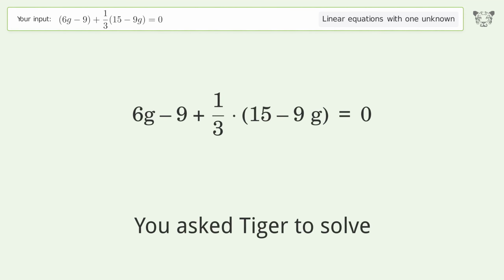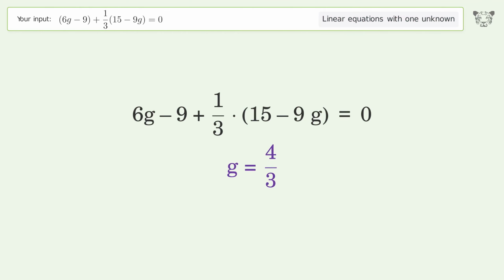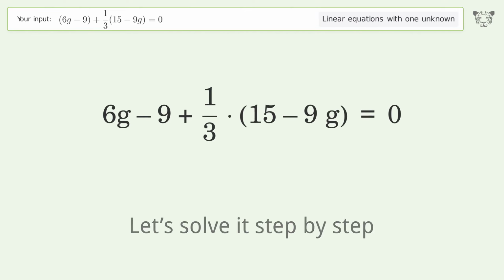You ask Tiger to solve. This deals with linear equations with one unknown. The final result is g equals 4/3. Let's solve it step by step.